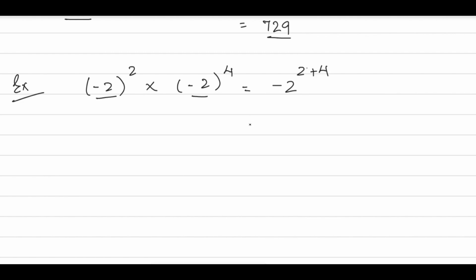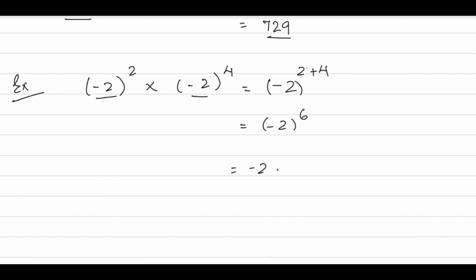So my next example would be, let's simplify this. Negative 2 exponent 2 multiplied by negative 2 exponent 4. The bases are the same, negative 2, negative 2. So according to the law, the base remains the same and the exponents 2 and 4 will get added, which will give me negative 2. Let's put the bracket for a neater look. Negative 2, 2 plus 4, 6.